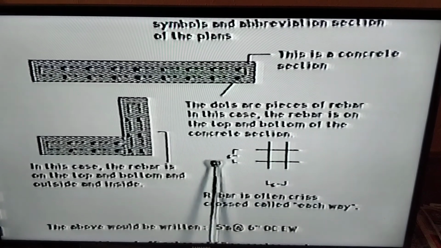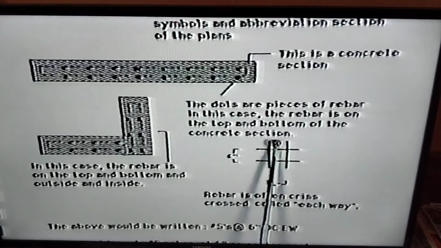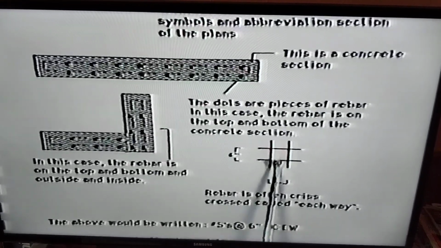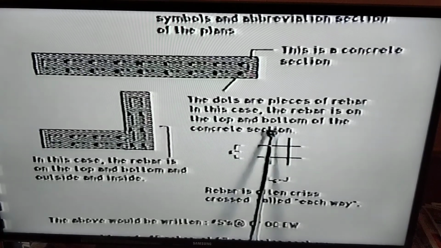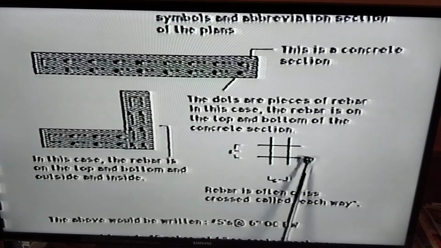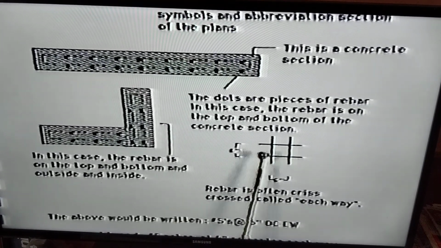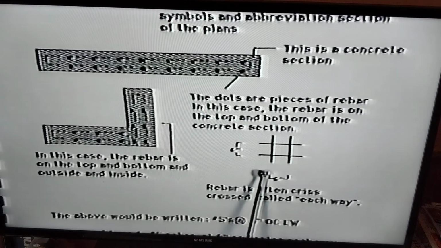And so if we were given a dimension here that these bars were inside a footing that was of a particular dimension, we would have to cut back on all sides for that cover so that we would get the actual dimension of the rebar.